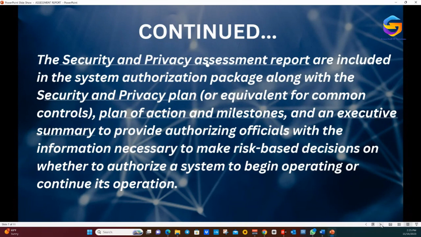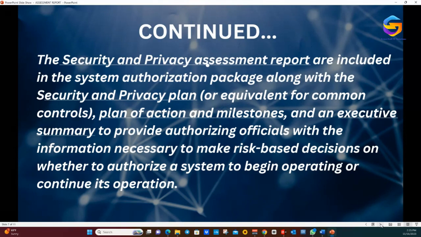Now, let's continue. The security and privacy assessment report is included in the system authorization package, along with the security and privacy plan of action and milestone, and an executive summary to provide authorizing officials with the information necessary to make risk-based decisions on whether to authorize a system to begin operating or continue its operation. So all that we are trying to say is that this is going to be looked at more extensively in the authorize step, but it is part of it, so we have to look at it.